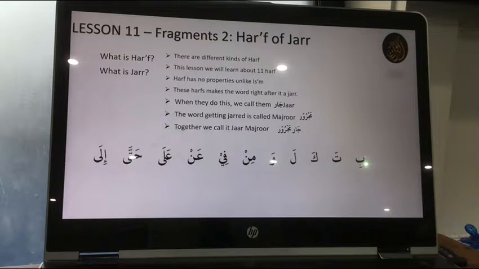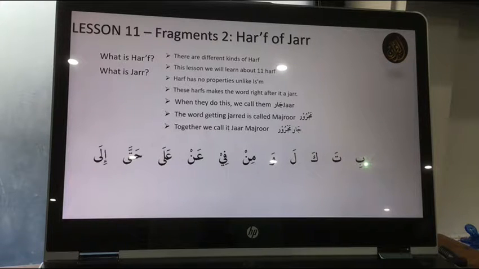Now the word la. La means for. But how many lam do we have in the Arabic language? We have 7 types of lam in the Arabic language, but those are for advanced level, not now. The only thing you have to remember is that la means for.